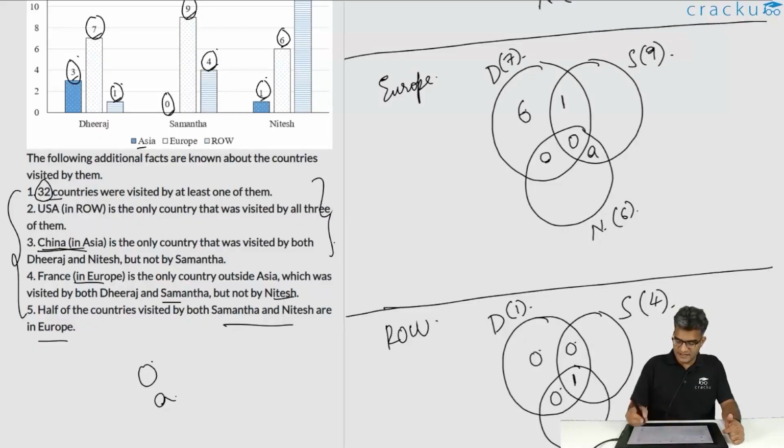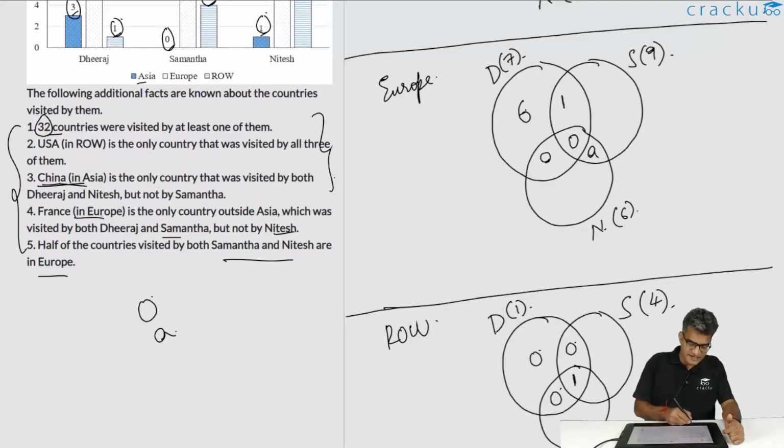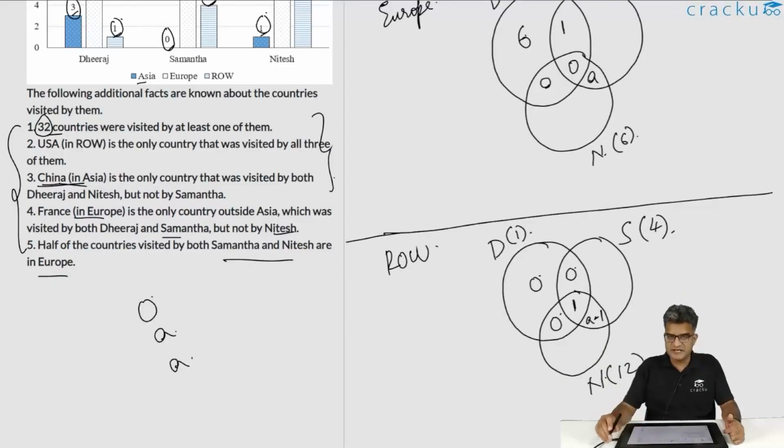This would imply that in rest of the world also, the total number of countries that they visited has to be equal to A. So this would imply that the number of countries that Samantha and Nitish visited in rest of the world, but not Dheeraj, has to be A minus 1. Why is that the case? Because the total number of countries that Samantha and Nitish visited has to be 2A. In Europe, we have A. There is one country which is an overlap of all 3 of them, that I think is USA. So the number of countries that only Samantha and Nitish visited has to be A minus 1 in rest of the world.